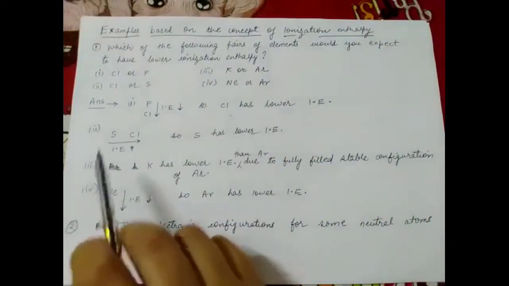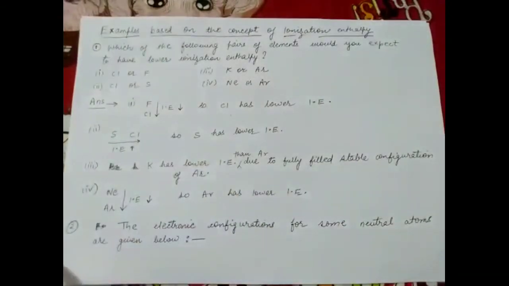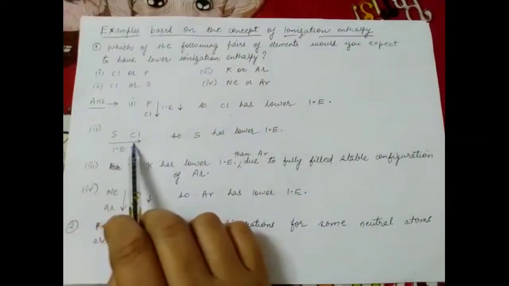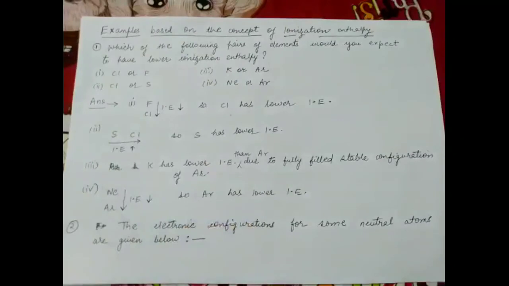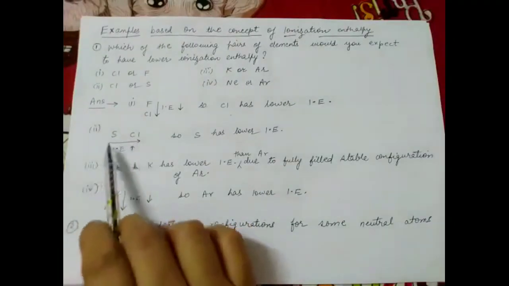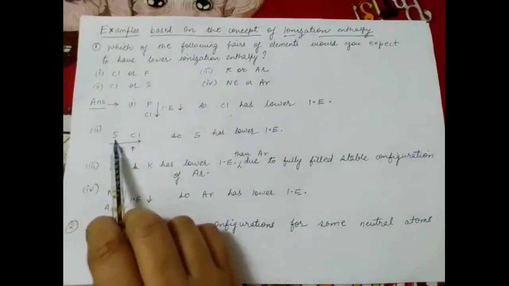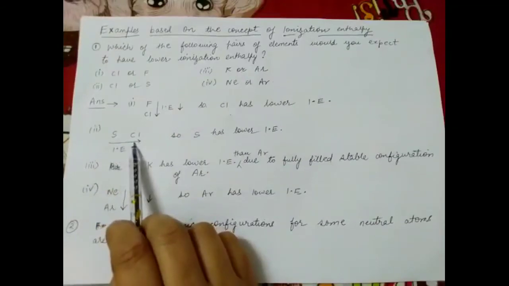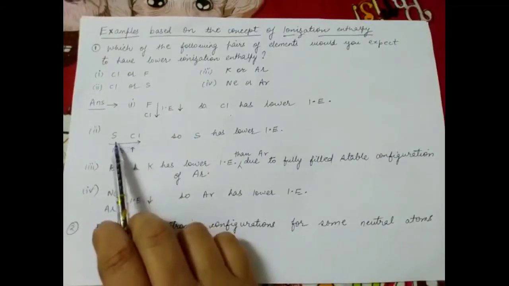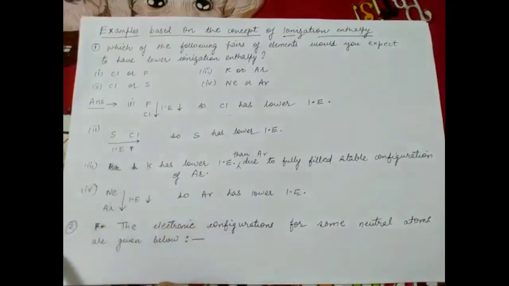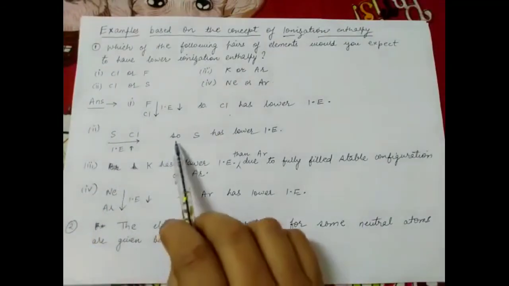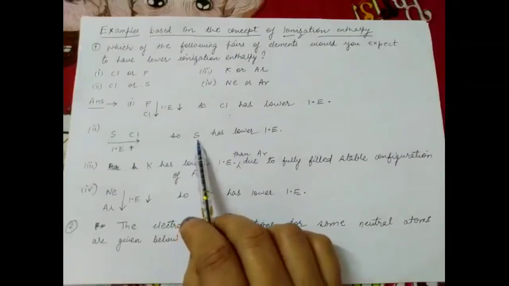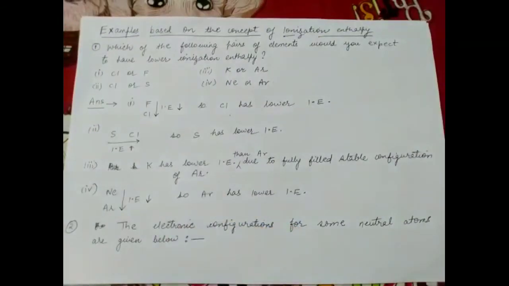Now the second question, chlorine or sulfur. Sulfur and chlorine are placed in the periodic table like this. These are in a period, the third period. Sulfur has atomic number 16, chlorine atomic number 17. As we move from left to right in a period, I know that ionization enthalpy increases. So which element has lower ionization enthalpy? Definitely the answer is sulfur.